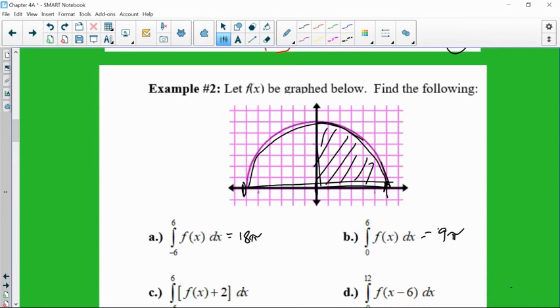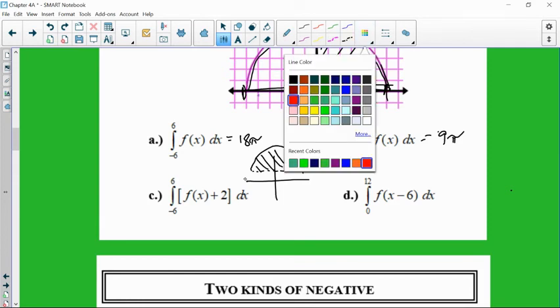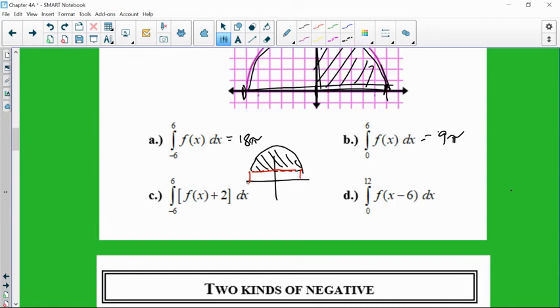Okay. Now, part C, we're adding 2. So again, thinking about this semicircle, it got pushed up 2 units. So the 18 pi area still exists up here, right? But then we just added a height of 2, and that's a height of 2 by a span of 12 units, right? From -6 to 6. So that's an area of 24. So it's the 18 pi that we had plus 24 more. Not 24 pi, just a linear measurement, like a rectangle.